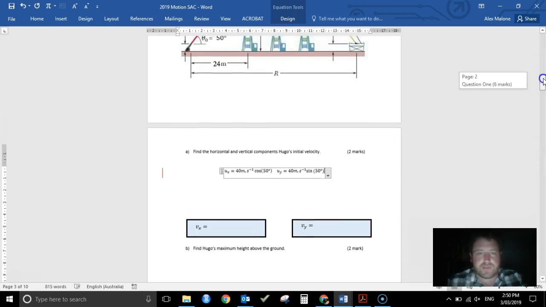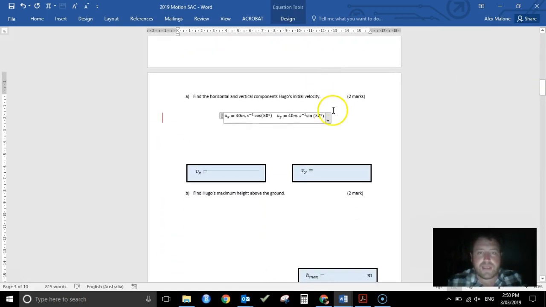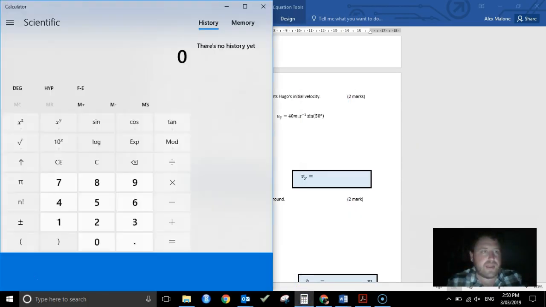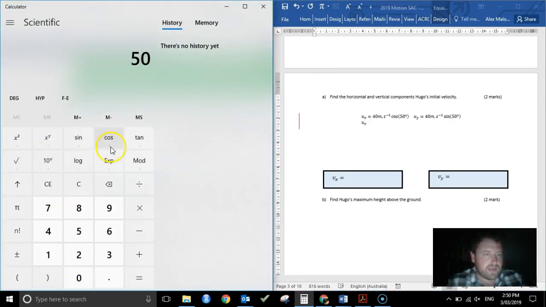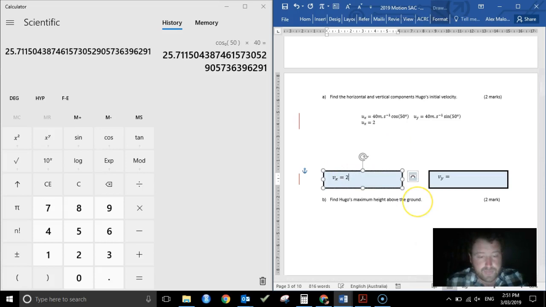Let's just check that we've got the angles right there and the speed. Yep, 40 meters per second and 50 degrees. Fantastic. I don't know cos of 50 off the top of my head, so let's get that out. We're going to say, okay, cos of 50 times 40 meters per second is 25.7. Actually, let's just stick it right in here. 25.7 meters per second.